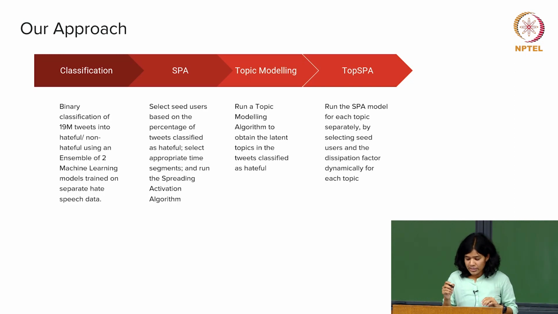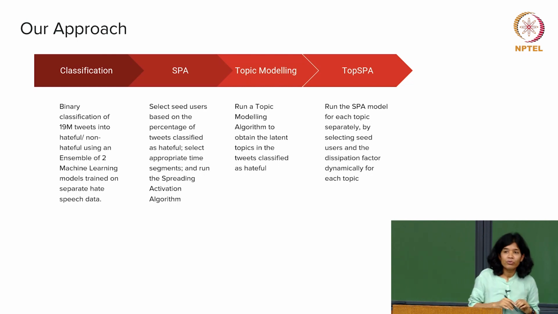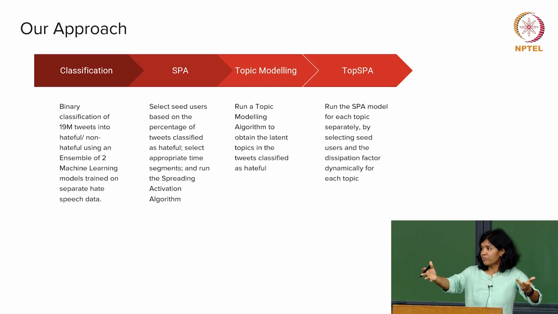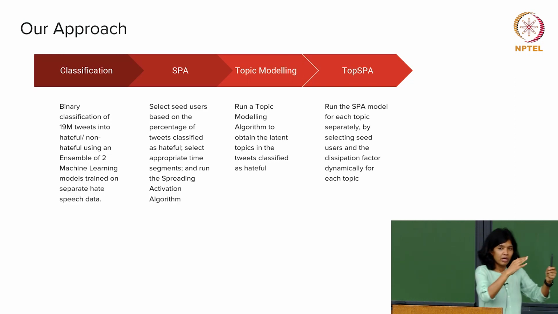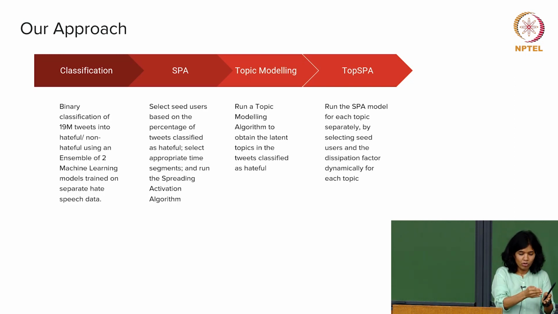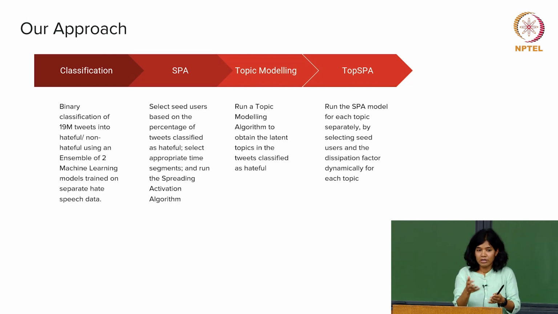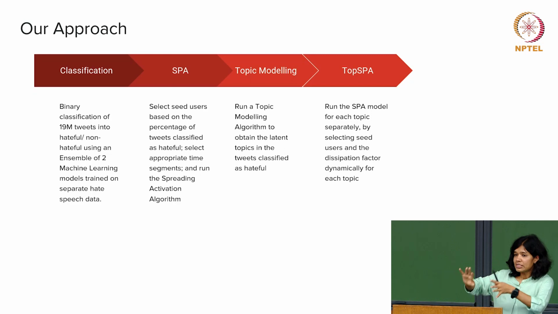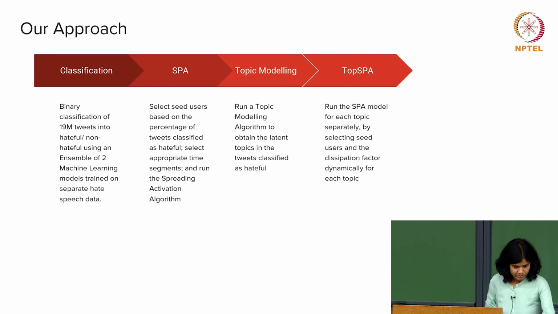And then we do it for different topics separately, for each topic separately, because mixing topics might make it difficult to tell which topic is being spread. So take a hateful topic, let's say racist. We are modeling racist hate in a separate way, and another kind of hate separately. So there are 7 topics, meaning 7 different simulations will run. That's what I want to say.